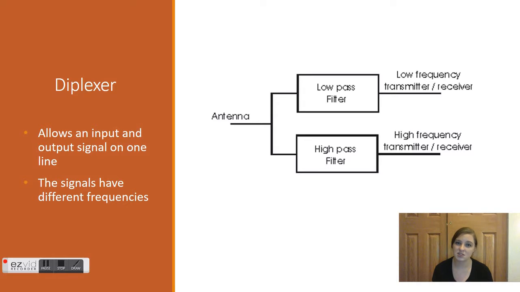In order to do this, you set the outgoing signal to be a low frequency signal, and you send it through a low pass filter. And the incoming is a high frequency, which can go through the high pass filter.